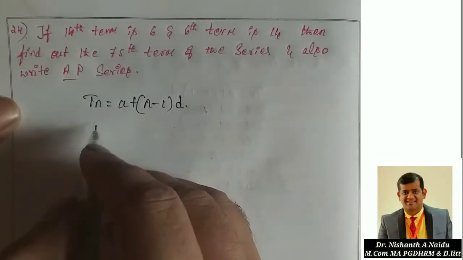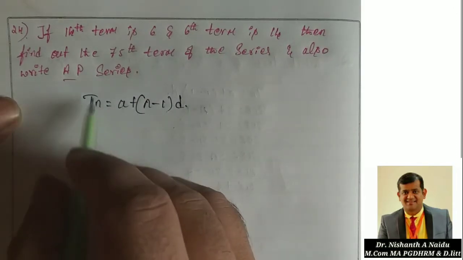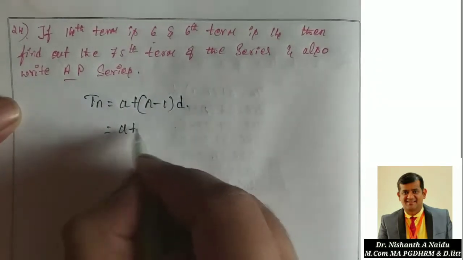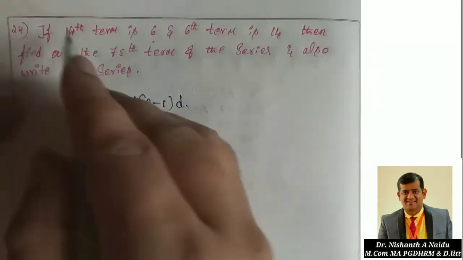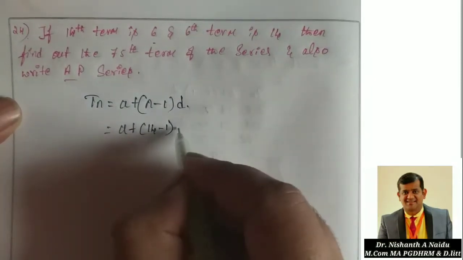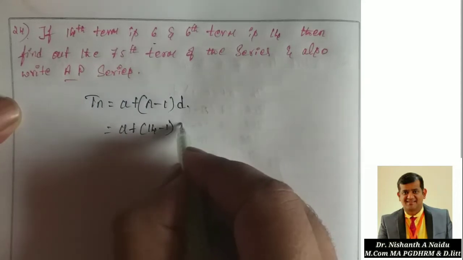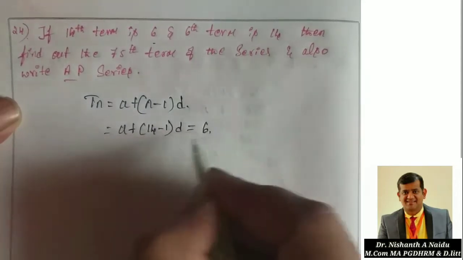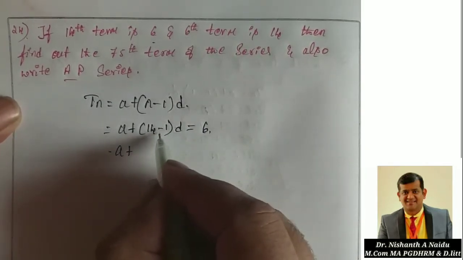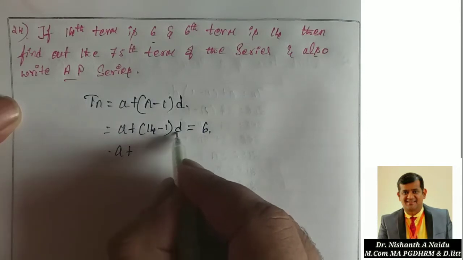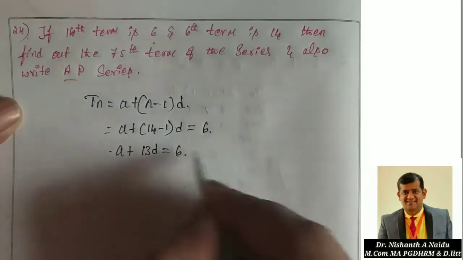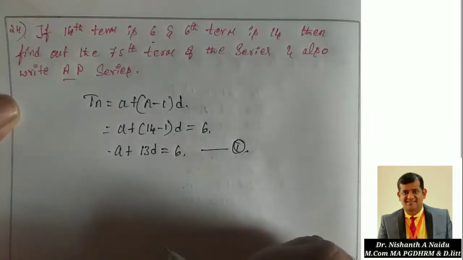For this we know that the 14th term is 6. So A we don't know, and D also we don't know, but we know 14, right? 14 minus 1 into D equals 6. So A plus, for 14 minus 1 is 13, 13 into D is 13D. A plus 13D equals 6. I am considering this as equation 1.